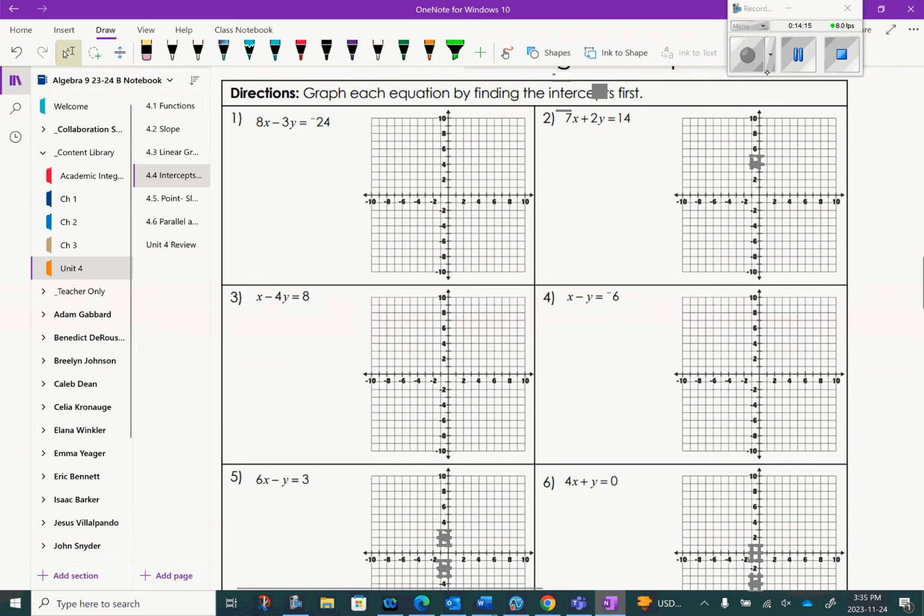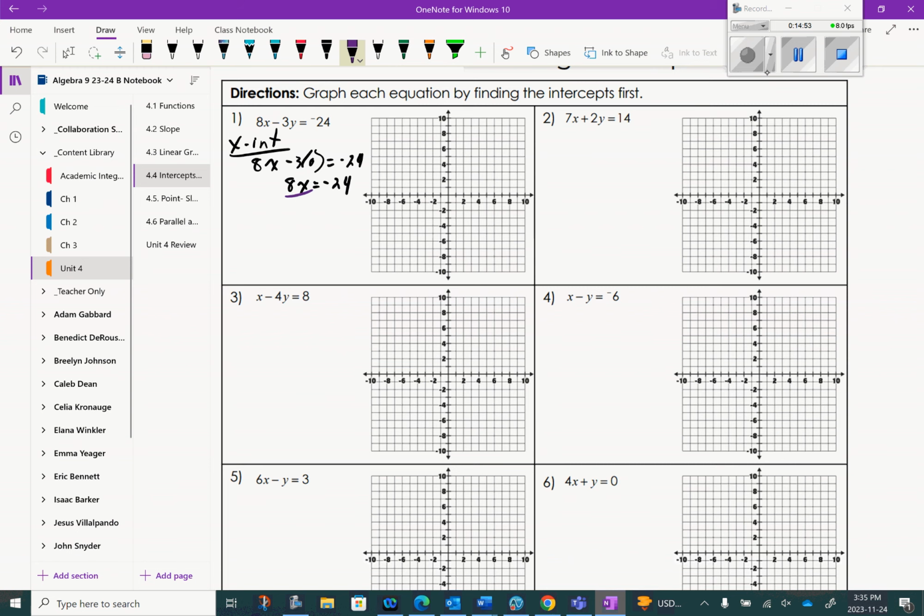Let's practice some more. Graph each equation by finding the intercepts first. Okay, so for the x-intercept, y-intercept, and do the work. And as a matter of fact, let me do it the other way. Substitute 0 in place of y. So 8x minus 3 times 0 equals negative 24. 8x equals negative 24.